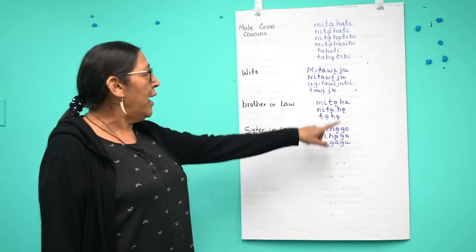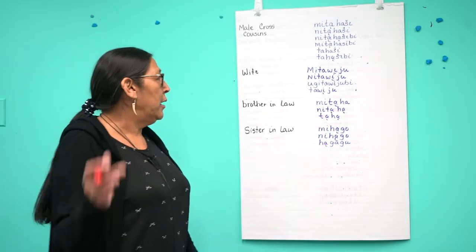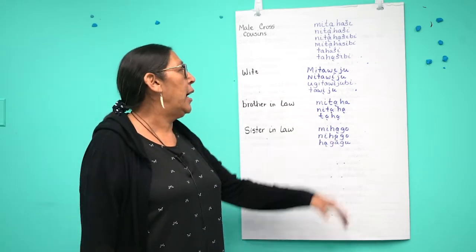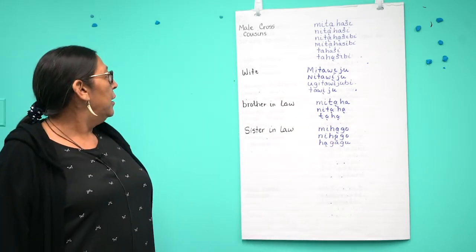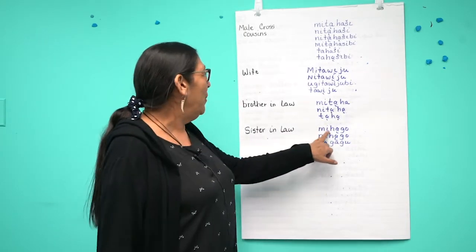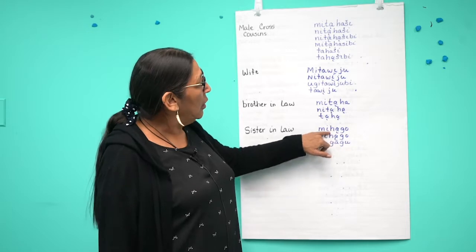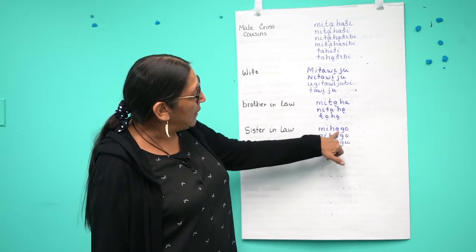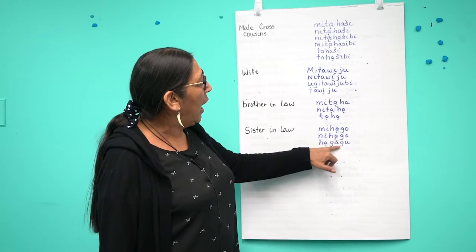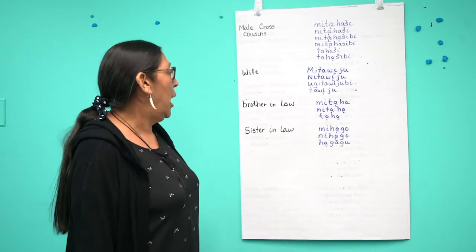Brother-in-law, mitaha, my brother-in-law. Your brother-in-law, nitaha, or his or her brother-in-law, taha. I have lots of tahas. I'm just kidding. Sister-in-law, mihangu. Remember, that's a nasalized A. Mihangu, nihangu, hangagu.